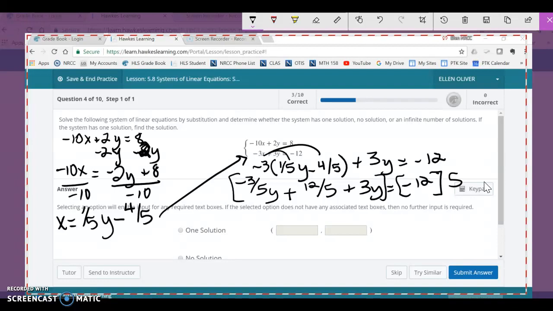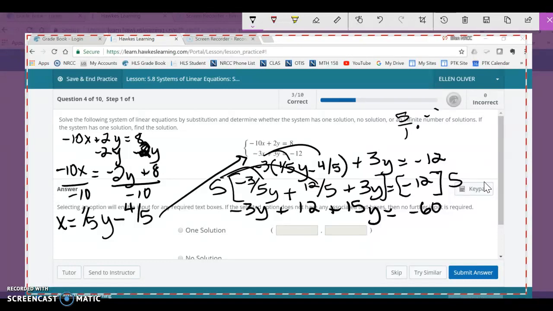You can leave them as fractions and do them as fractions, but a lot of people don't like fractions, so I'm going to kind of get rid of them for you. So this becomes negative 3y plus 12 plus 15y equals negative 60. Now, if you can't do this multiplication, you need to take some time out and do it longhand. 5/1 times negative 3/5. The 5's cancel, so you just get negative 3. So I'm assuming at this point that you can do that.